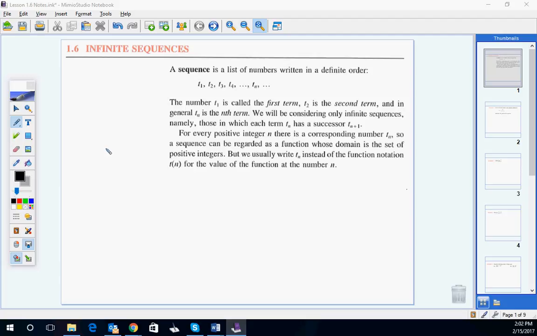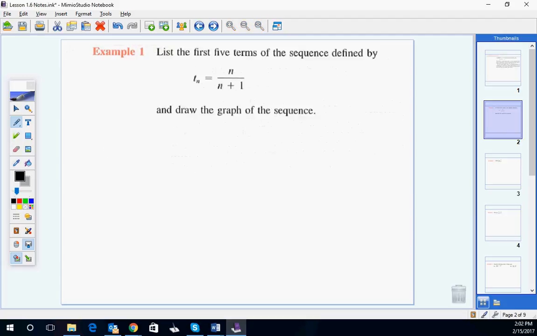1.6, infinite sequences. We did infinite series in Math 20. Essentially, the only thing you need from this page is what a sequence is. It's a list of terms. T sub n is the general term. You have your T sub n and your T sub n plus 1, which is the term after the general term. Okay. All right.